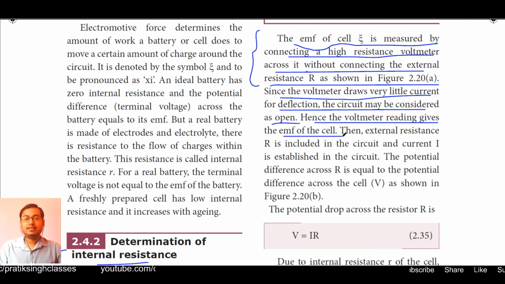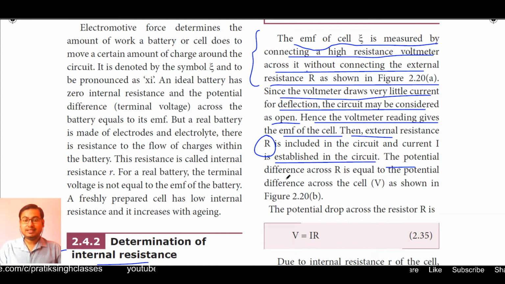By this way we can find the total electromotive force, or the potential, generated by the battery with the help of the voltmeter. After that, in the second figure 2.20b, an external resistance R is included and attached in series in the circuit, and current I is established in the circuit. That means when the circuit is switched on, current I will flow.